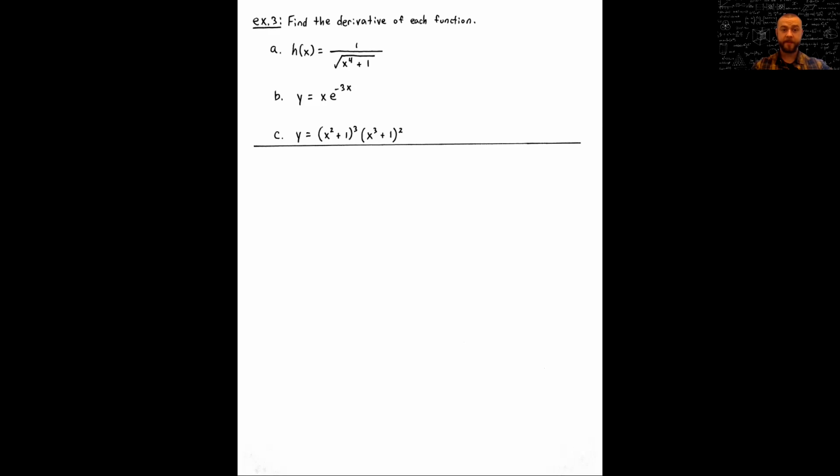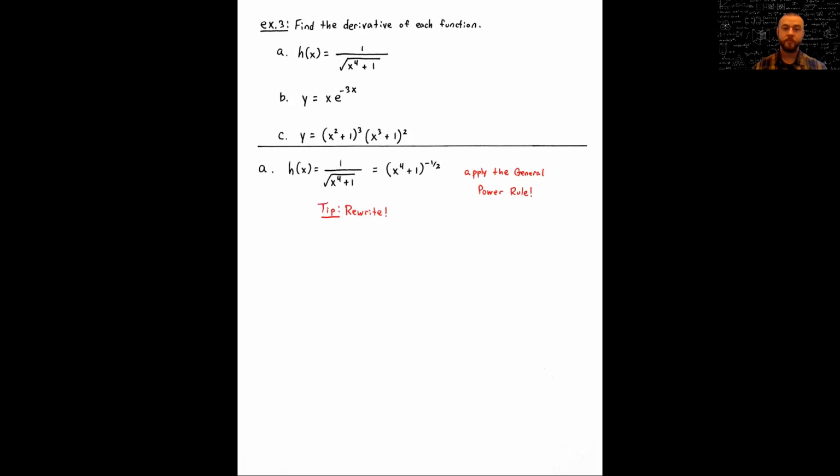All right, let's go through part A. And what we're going to use here is one of our biggest tips, not only for this question, finding the derivative of a function, but probably one of the biggest tips throughout the entire calculus sequence. Before you do anything, just try to rewrite your function.